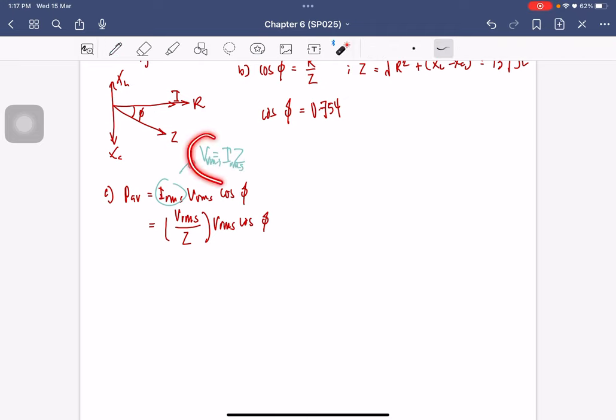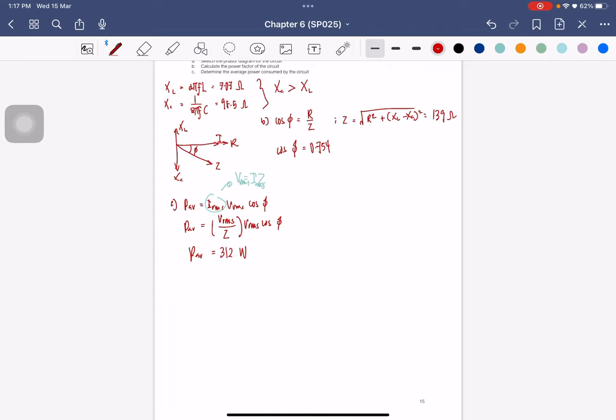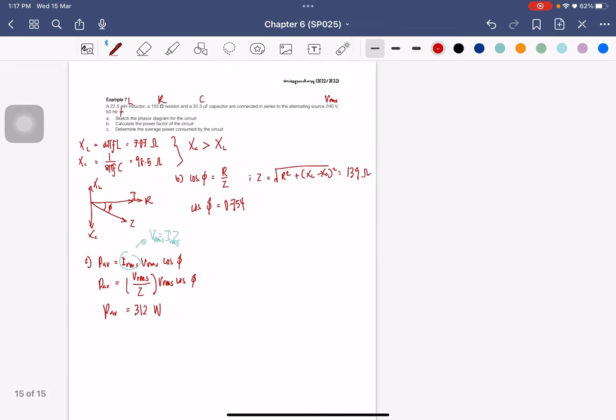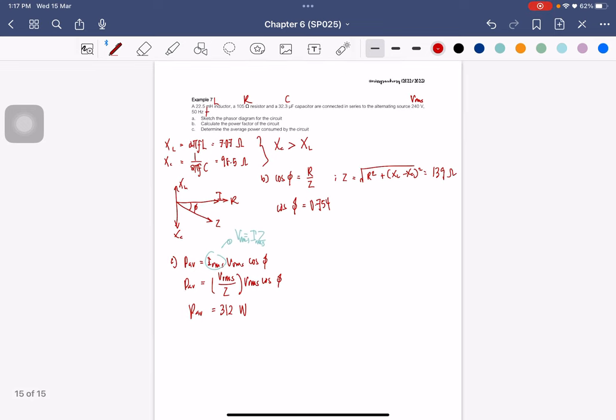Okay, tapi ni ingat this is RMS. This is for the source. Kalau dia untuk capacitor, dia akan jadi XC. Kalau dia untuk inductor, dia akan jadi XL. Okay, ingat yang tu lah. Right, so kamu akan dapat the average power to be equal to 312 watt. Okay, right, so that is the solution for example number 7, and that is all for chapter 6.